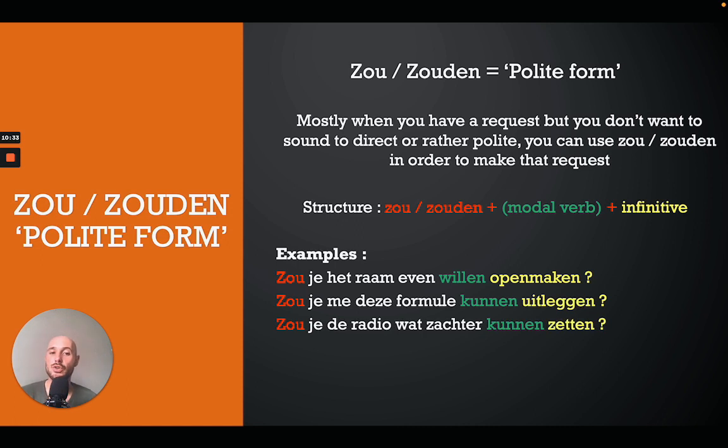Zou je me deze formule kunnen uitleggen? Would you be as kind as to explain me this formula? So, zou would be would, kunnen, your modal verb, can, and then uitleggen would be to explain, right? And then, zou je de radio wat zachter kunnen zetten? Would you be as kind to put down the volume of the radio? Zou again, would, kunnen, auxiliary verb, and zetten would be our main verb. Alright, so basically this zou or zouden conditional form will make your request softer and will make it less direct and also sound more polite.